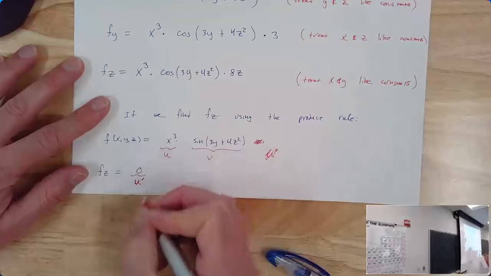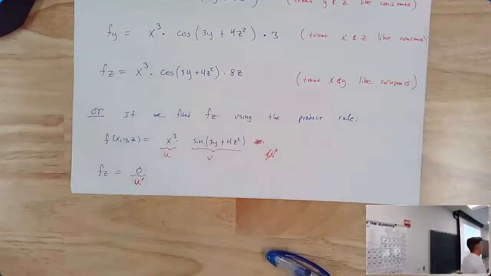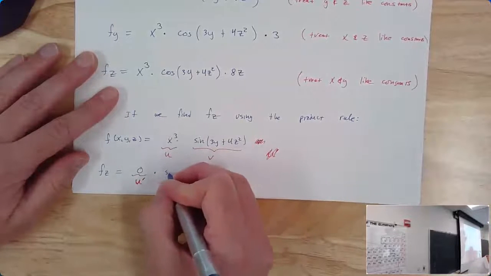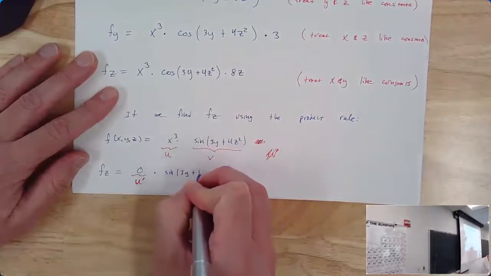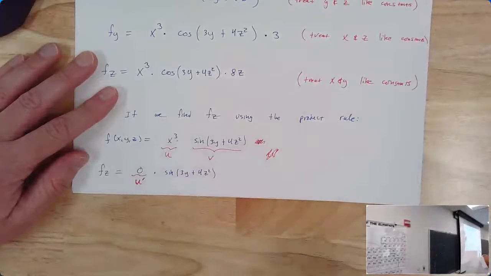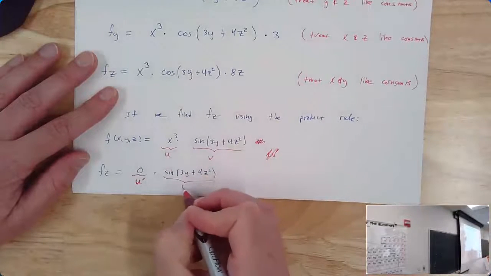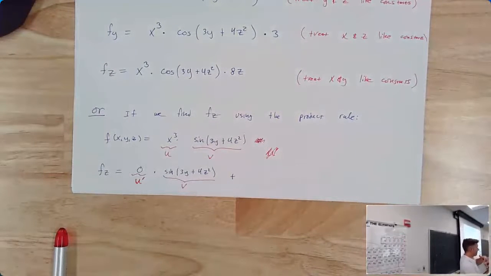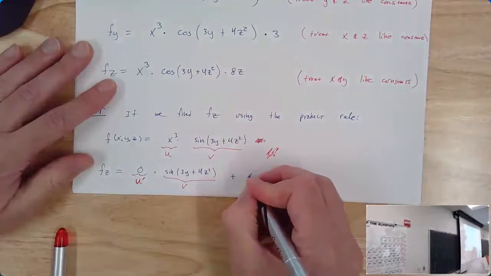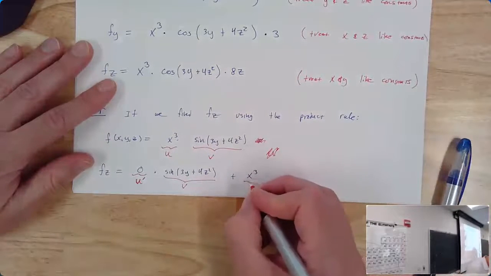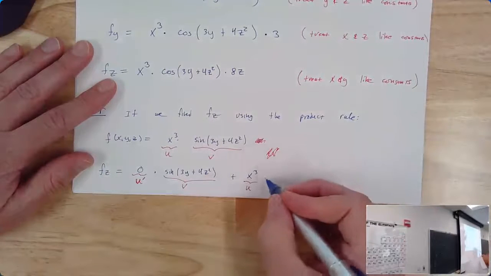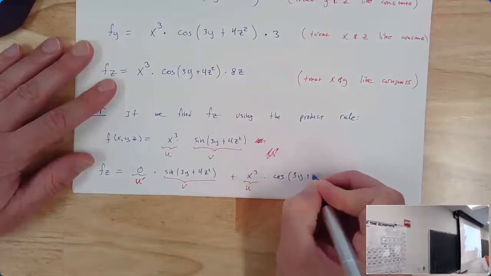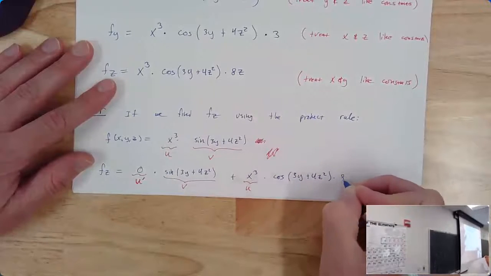U prime. Who picked u and v? Why did they pick letters that were so close to each other? I don't know, but that's just what they did. Times the other stuff, sine of 3y plus 4z squared. That's my v. And then we add and we differentiate the other way, meaning we differentiate the second thing and leave alone the first thing. So I'm going to get x cubed left alone, that's my u, times v prime. And the derivative of sine of some stuff is cosine of the stuff times the derivative of the stuff.